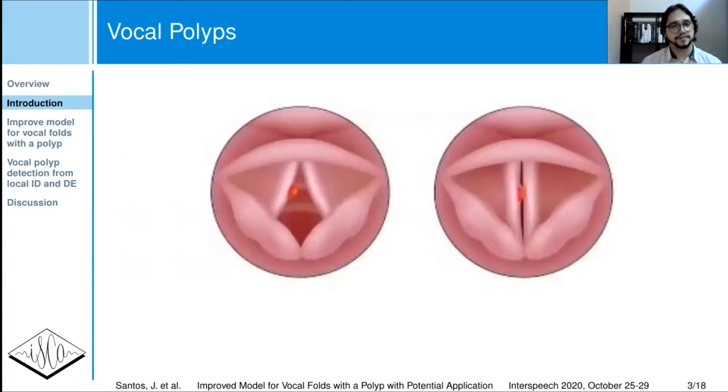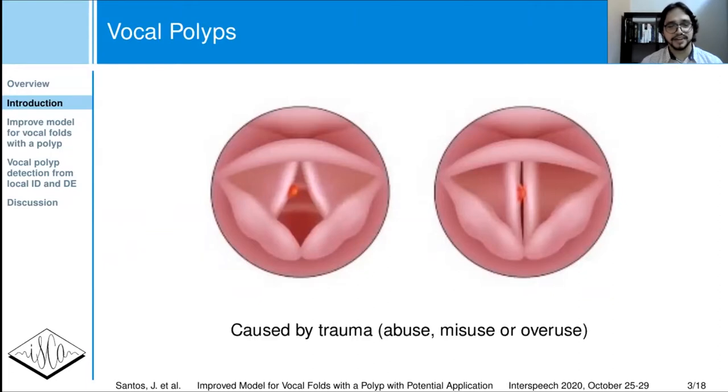So to begin, what are vocal polyps? In this figure, we could see that this red dot is the vocal polyp, but what are they? They are some kind of lesions, and these lesions are generally caused by trauma. This trauma is related to abuse, misuse, or overuse of voice. And in the presence of a polyp in the vocal folds, it creates an irregular vibratory pattern.